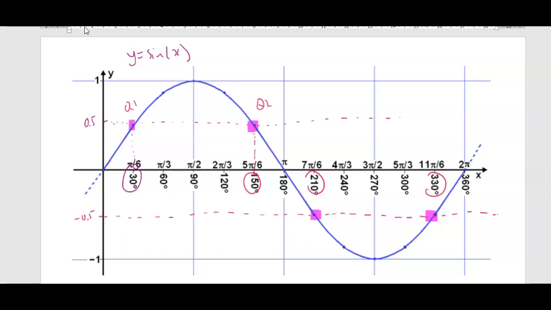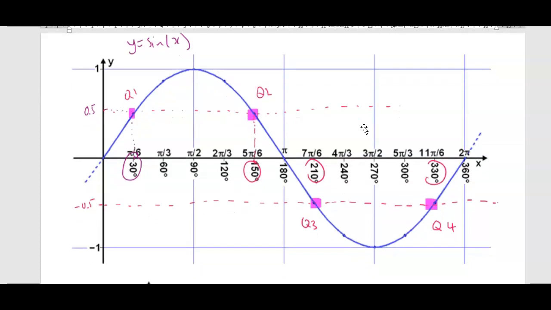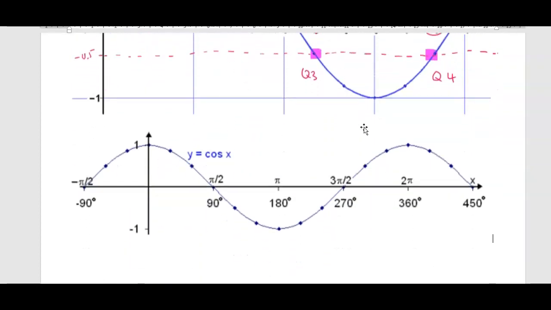In quadrant 2, we've got sine of 150 is also 0.5. In quadrant 3, sine of 210 is negative 0.5. And remember that sine is negative in quadrant 3 and 4. And then sine of 330 is also equal to negative 0.5. And your graph keeps going. So if you were interested, you could actually continue to see when sine x is also equal to 0.5.